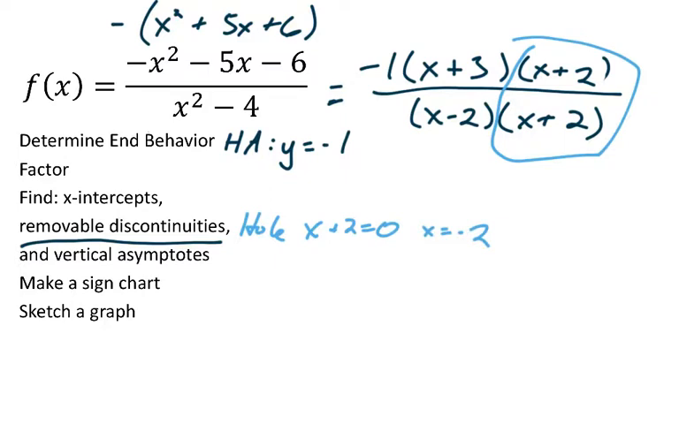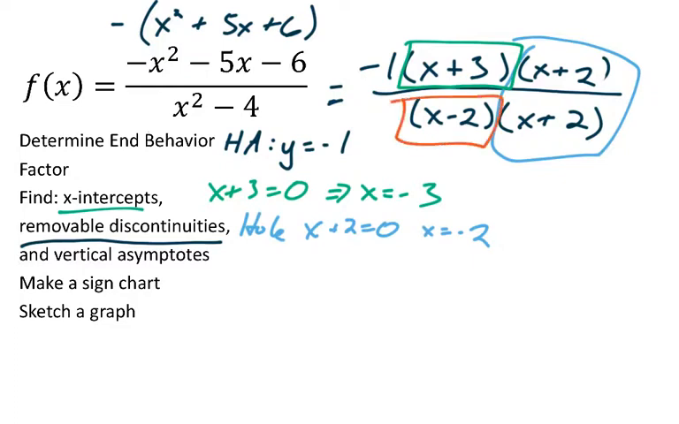All right. Now for x-intercepts, I'm going to solve the numerator. What's left over, what's not a hole, so that's just going to be x plus 3 equals 0, which is x equals -3. And then for the vertical asymptote, I'm going to take the denominator. So that's going to be x minus 2 equals 0, which would then make a vertical asymptote of x equals 2. So those are my 3 pieces.